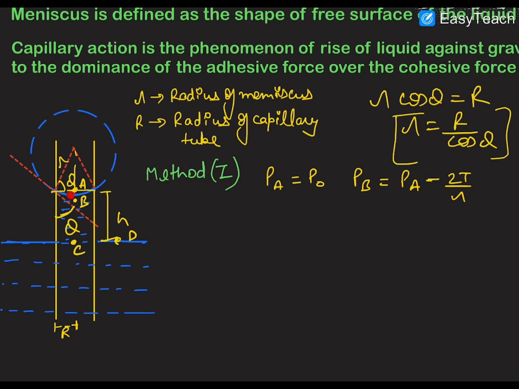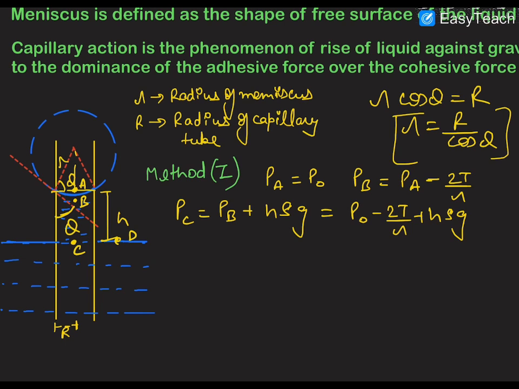There is air only above this meniscus, and below this meniscus is the water. So there is only one free surface, this meniscus. Therefore, the excess pressure will be 2T by R. Now, the pressure at point C would be the pressure at B plus H rho g. This can be written as P naught minus 2T by R plus H rho g.